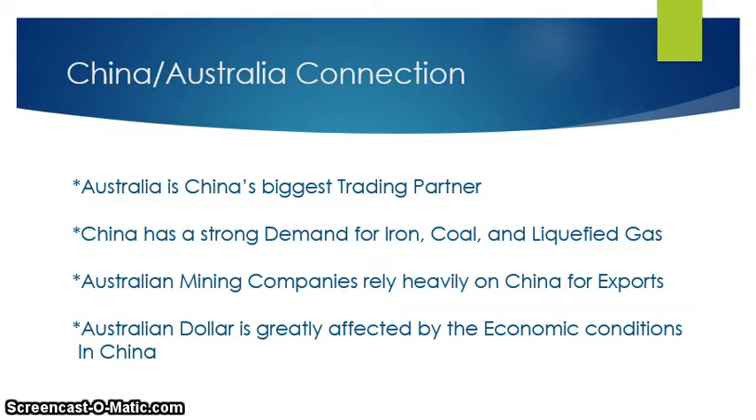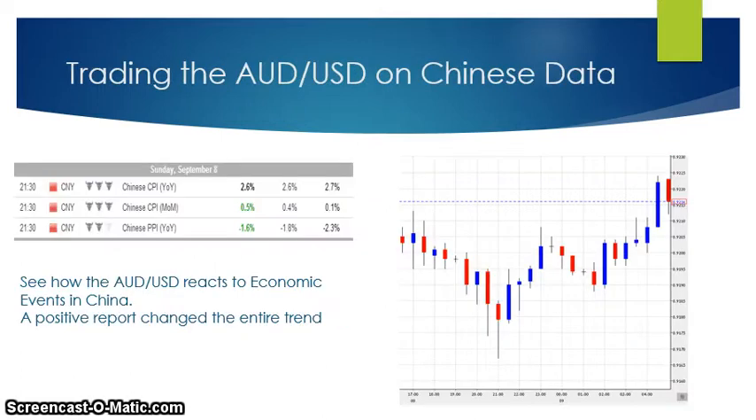So what are we going to do? The Australian dollar is affected by the economic conditions in China. A great trade to make when you look at a Chinese event is the Aussie dollar against the US dollar. Let me show you on my next screen what I'm talking about.